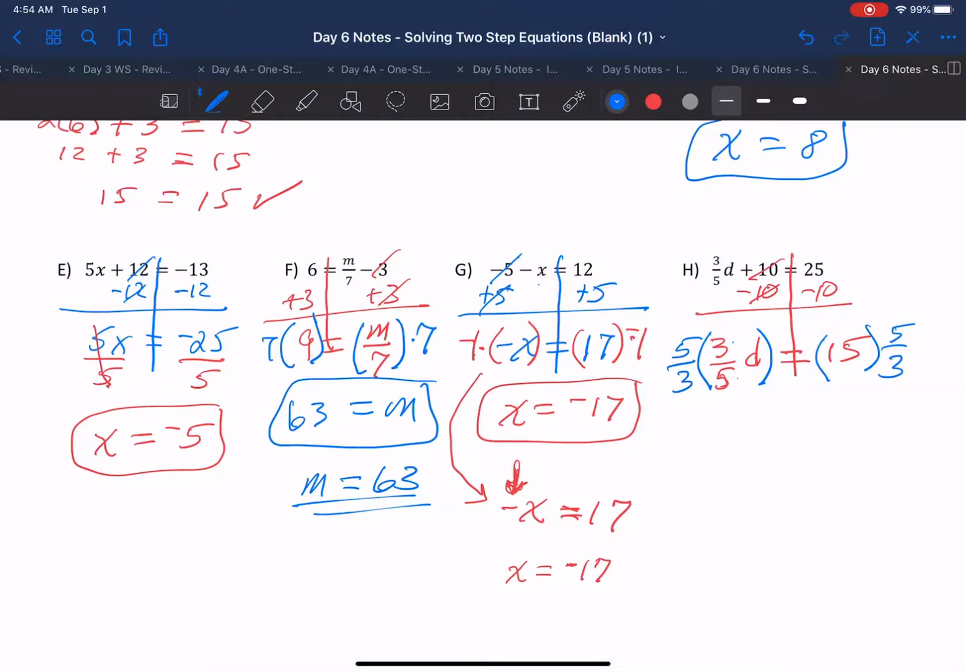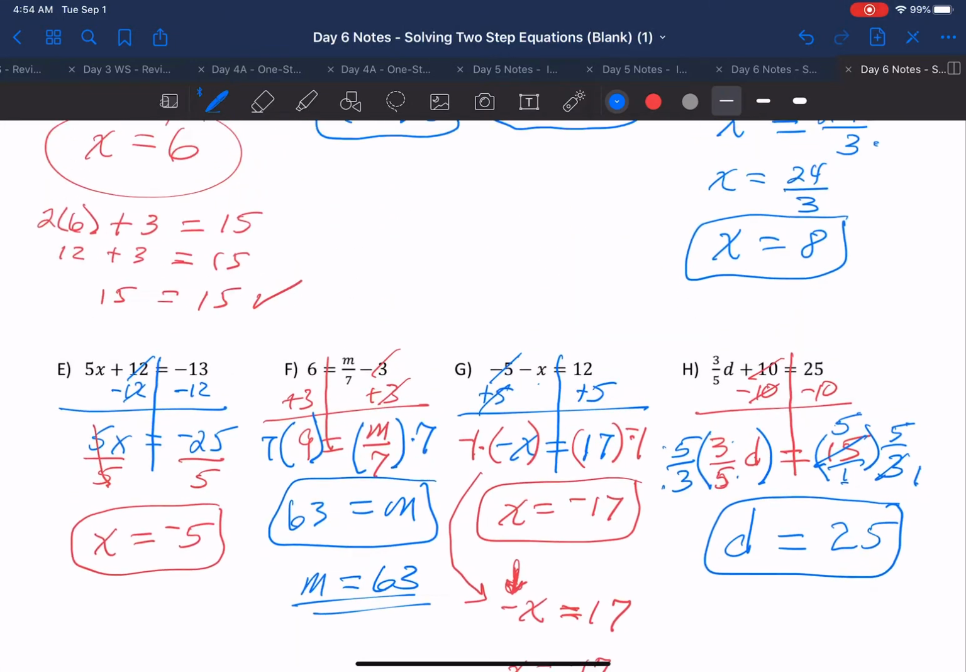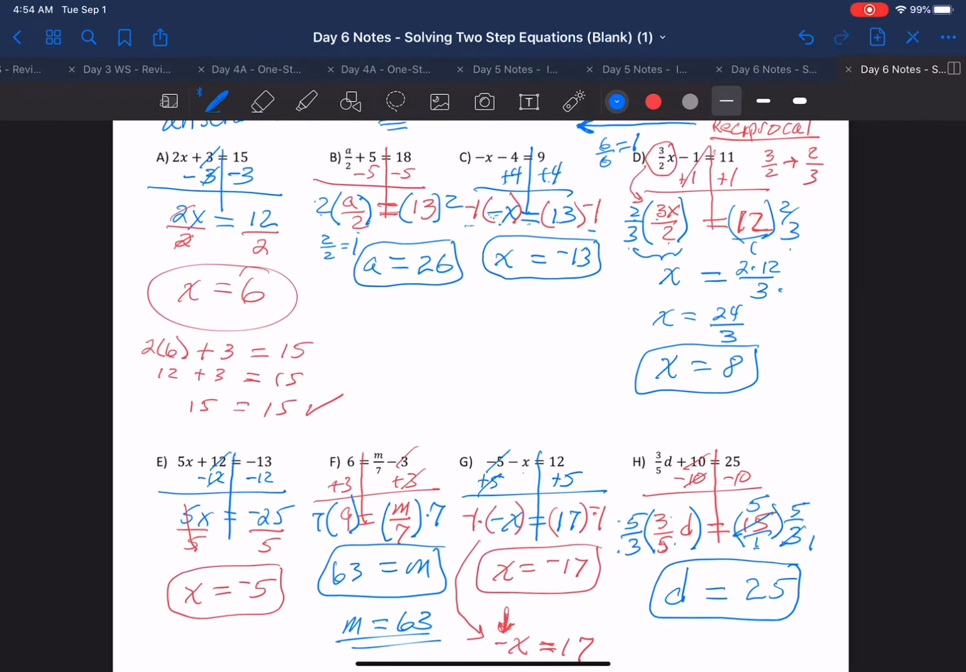Look, I have a 3 and a 5 here. Over here it's a 5 and a 3, because you end up with 15 over 15, which leaves you with just 1 times d, d equals. Now, I can take this and I can say 3 divides 3 once and 3 divides 15 5 times. So now we have 5 times 5 is 25 over 1 times 1. Well, 25 over 1 is just 25. And that's it. All right. This is your video lesson for two-step equations.